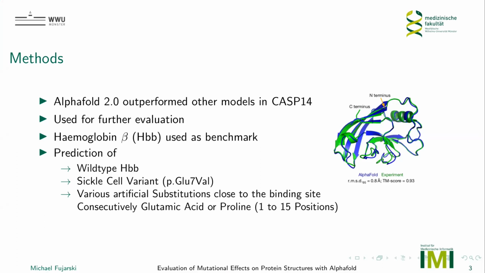So we predicted the actual wild type of HBB as well as the sickle cell variant, a point mutation at position 7, and various artificial substitutions close to a binding site. We substituted consecutively up to 15 positions with glutamic acid or with proline.